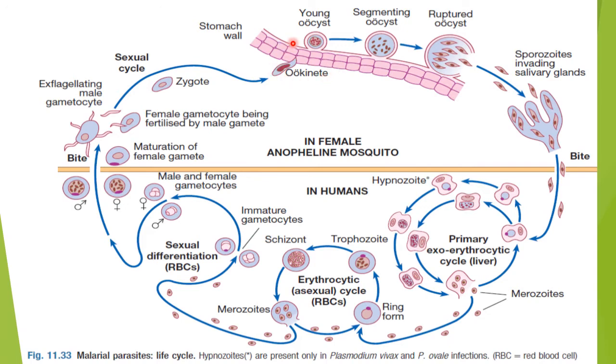The ookinete will penetrate the stomach wall of the mosquito and form a young oocyst, which will divide into a segmenting oocyst, and which will divide into a ruptured oocyst, releasing sporozoites, which will travel and invade the salivary gland. So this is the life cycle, and the symptoms occur during the erythrocytic cycle when the parasite will burst the RBC and cause release of toxins.